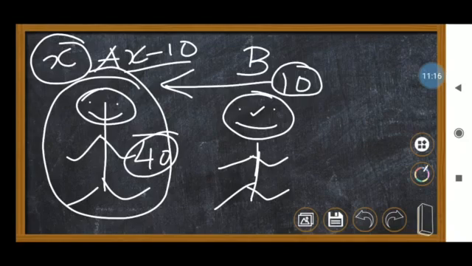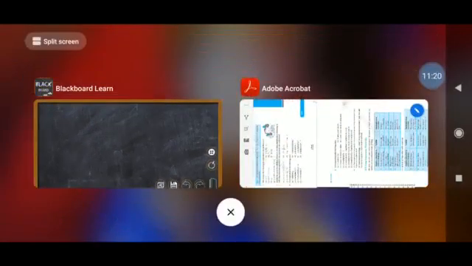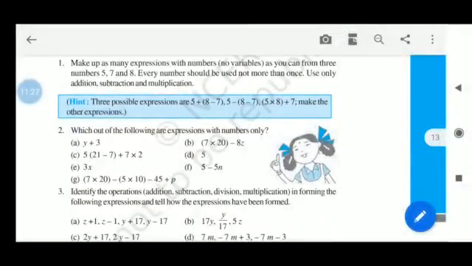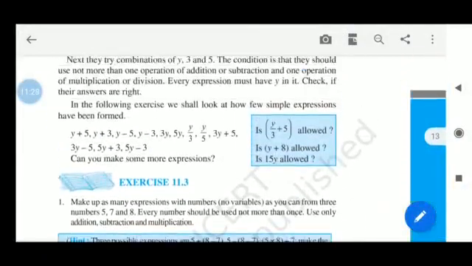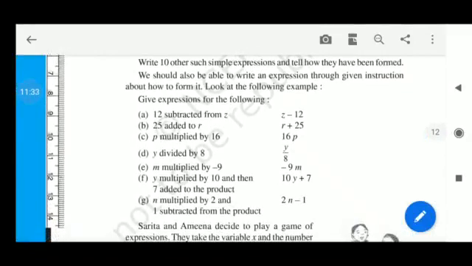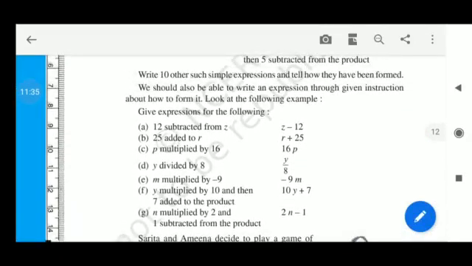Shall we see in your book what examples are given? Okay, so first one. Look at the following example. Give expression for the following: 12 is subtracted from Z. So what is the question?